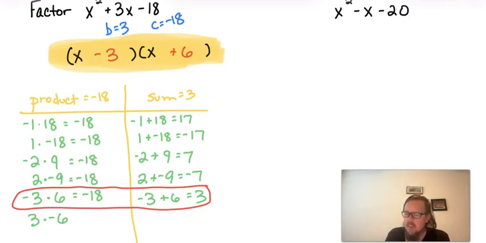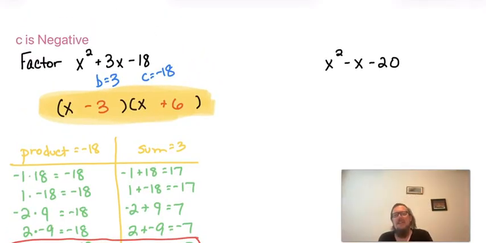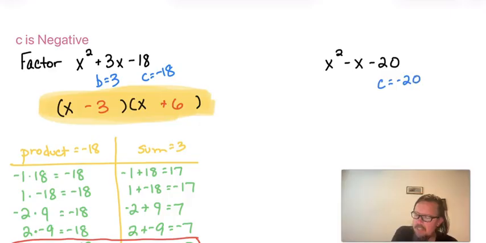Okay, so let's try this one. This x squared minus x minus 20 always seems to throw people for a loop because after checking for a greatest common factor, there's not one. It's really easy to see that the c is negative 20, but what's the b? It's negative? Remember, there's no number in front of x. It's a 1, so the b is a negative 1. So this is one where we have a product of negative 20 and a sum of negative 1.